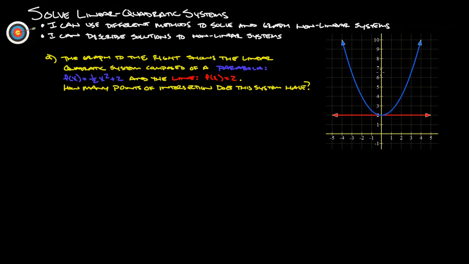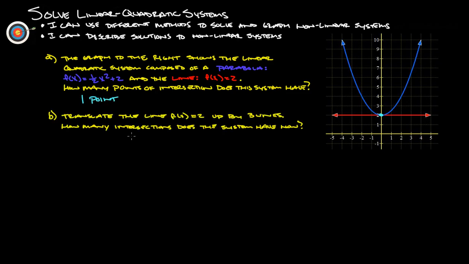The graph to the right over here shows the linear quadratic system composed of a parabola, the blue line here, which has got this equation, and then the line, which is the red here. Okay, how many points of intersection does this system have? So hopefully you can look and see right here that it intersects right here at 1 point.